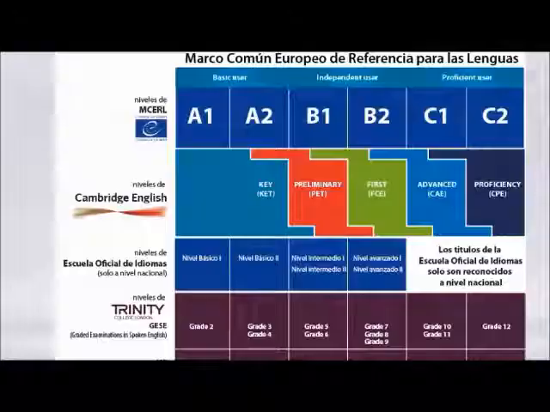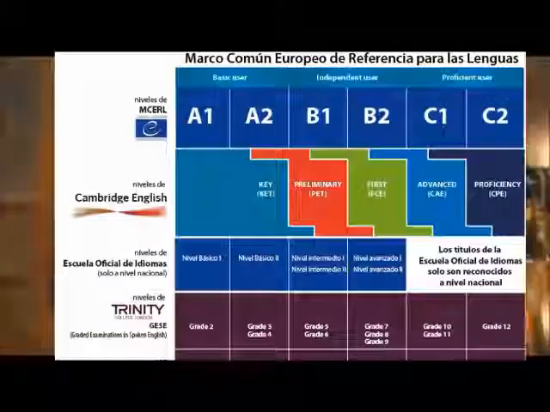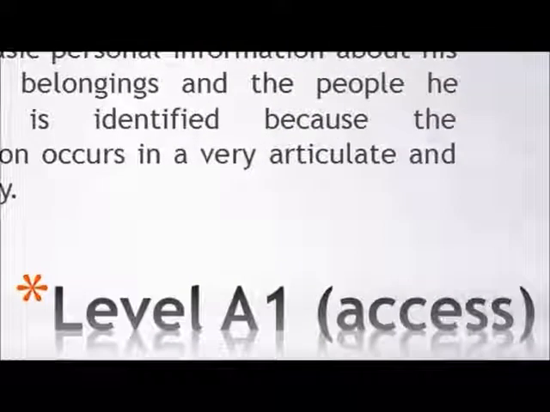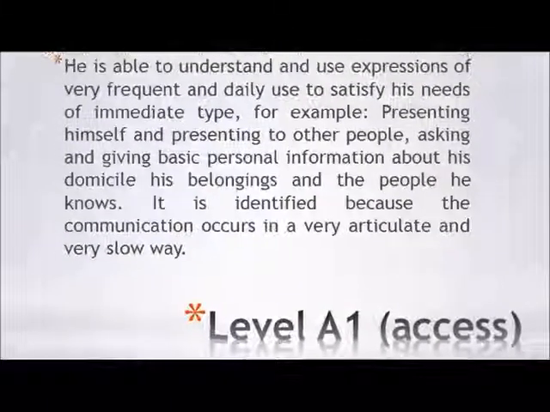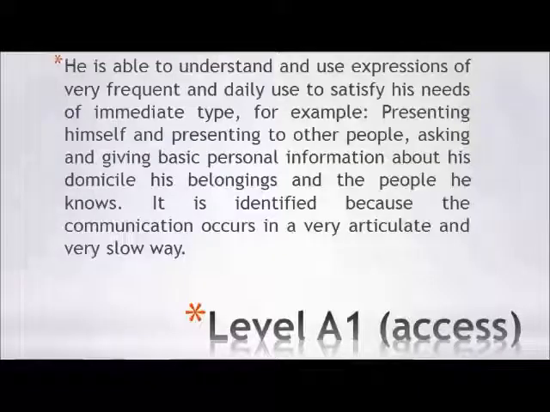Levels. The levels are subdivided according to the Common European Framework in foreign languages as follows. Level A1, Access. The learner is able to understand and use expressions of very frequent and daily use to satisfy immediate needs, for example, introducing himself and other people, asking and giving basic personal information about his home, his belongings and the people he knows. It is identified because the communication occurs in a very articulate and very slow way.